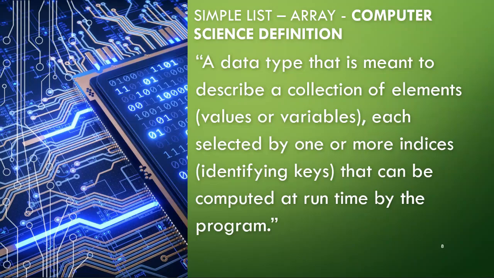So a simple list or array, being a computer science definition, is a data type that is meant to describe a collection of elements, values of variables, each selected by one or more indices, identified as their keys, that can be computed at runtime by the program.